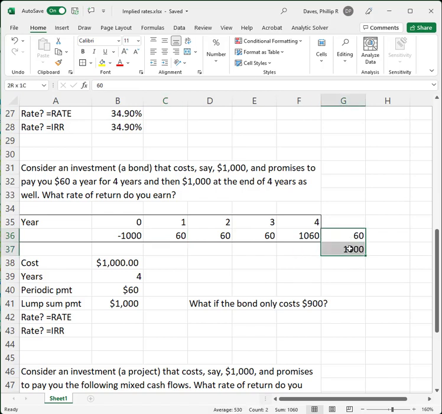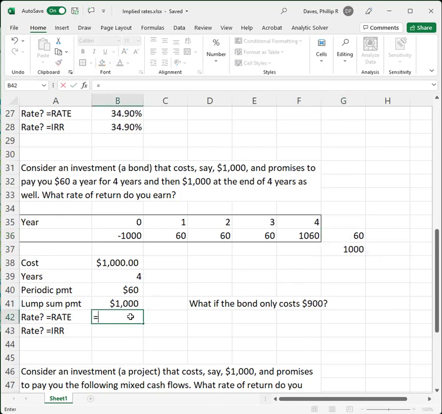So it's a little easier to think about. Sometimes it's easier to think about this as 2 separate pieces. In any case, let's go ahead and use the rate function, because it makes use of all of the parts to it. The number of periods, again, is 4. The periodic payment now is $60 a year. So 60, 60, 60, 60.